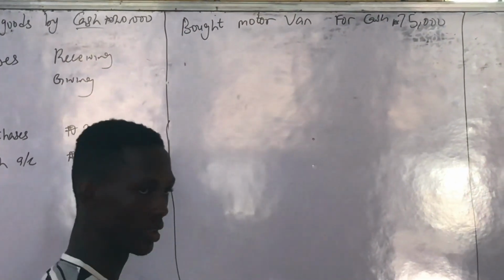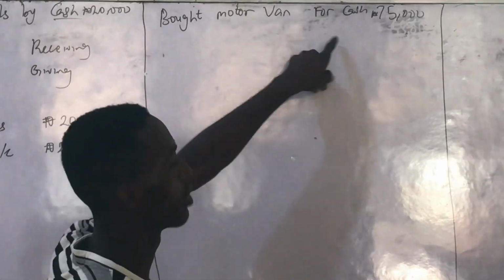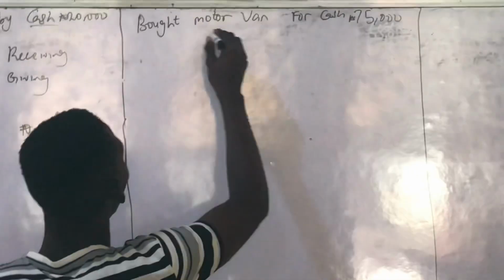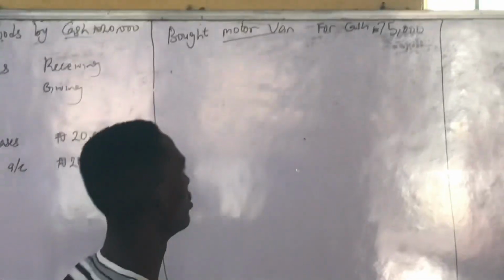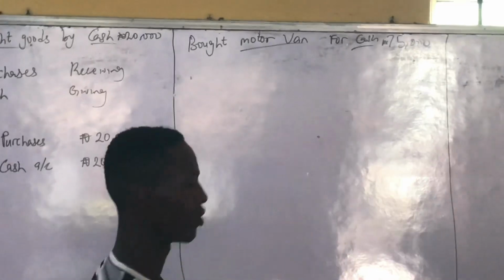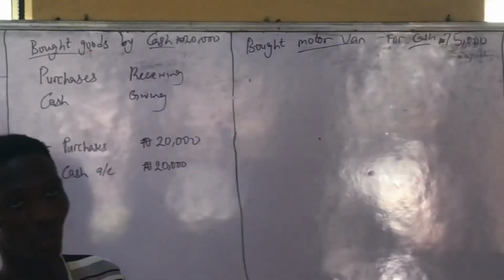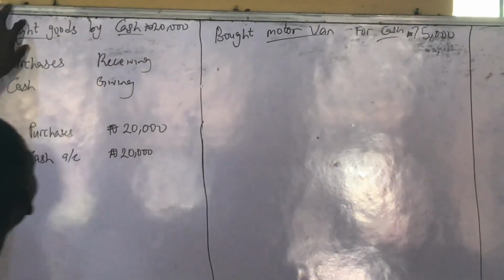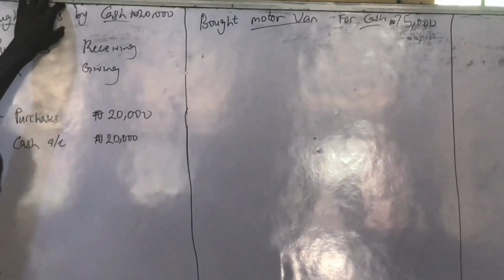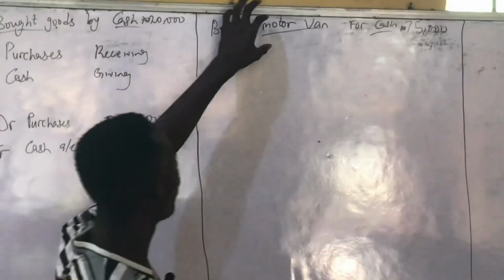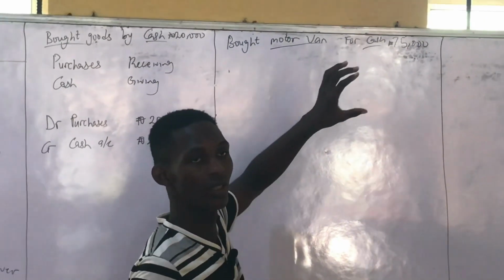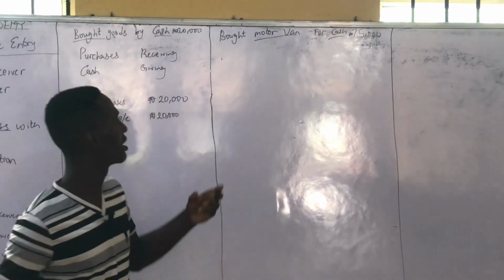Now there are two accounts involved. Bought motor van for cash. Motor van is involved and cash account is involved. Now why are we not using purchases? Purchases is what? Goods. It is inventory. Why is motor van what? It is an asset, a non-current asset.